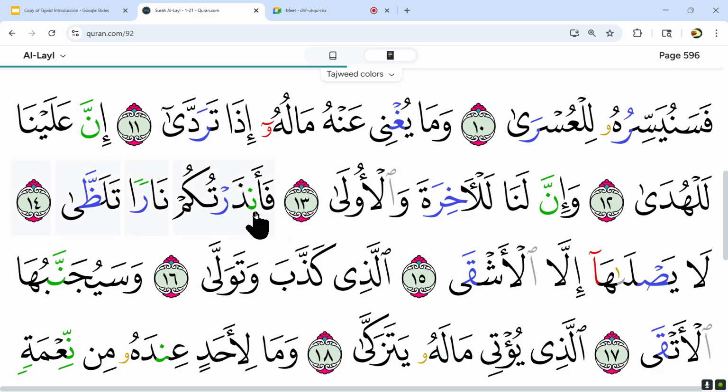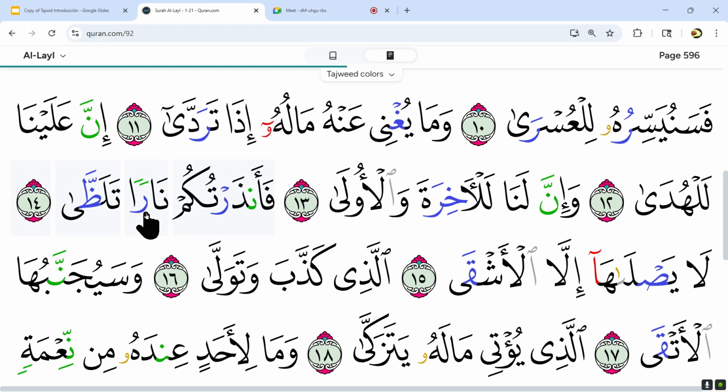Right here we have an Ikhfaa. The noon is followed by a dhal. So we're not going to say فَأَنذَرْتُكُمْ, with the noon too clear. We have to hold it twice and mute it. فَأَنذَرْتُكُمْ. Okay, so instead of the clear noon, I would say it with the ikhfaa. Great. Sounded nice. Clap, let's go, boys.